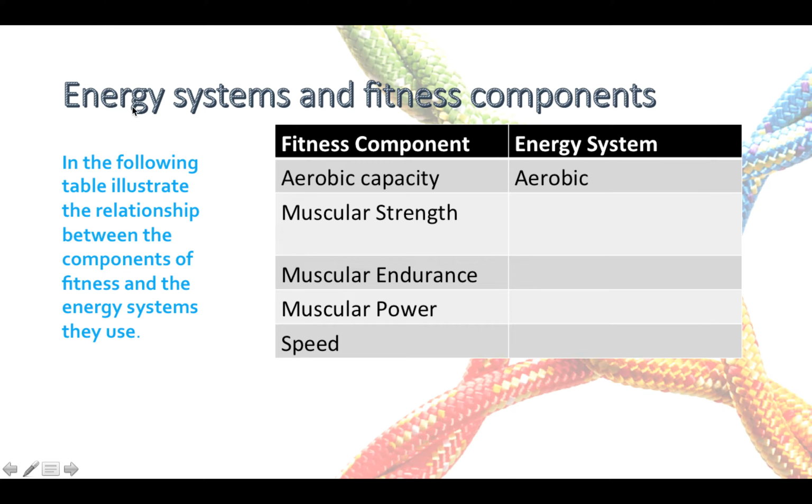So for starters, energy systems and fitness components. In the following table, I want you to illustrate the relationship between the fitness component and the energy system. I've done the first one for you. So the fitness component would be aerobic capacity, and the energy system that would be utilized would be the aerobic energy system. So have a think about it now. See if you can answer those.